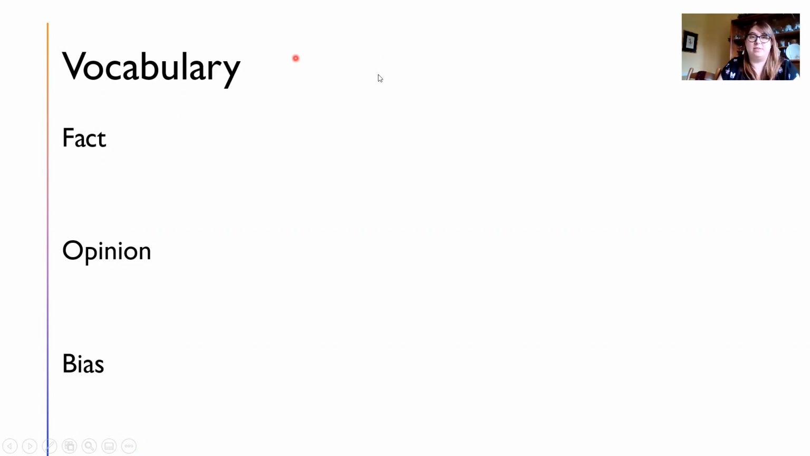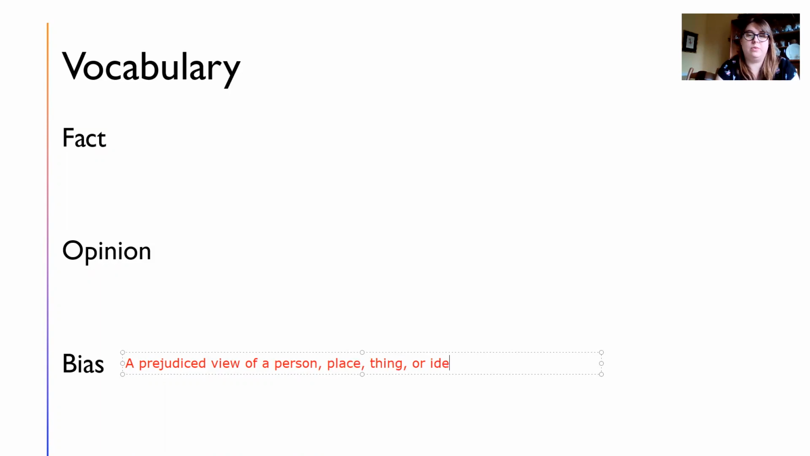Now, we are going to do fact and opinion in just a minute, but we're going to work with bias first. So bias might be a word that you have heard in the news, or you've read it in the paper, or something that you've seen recently. It's been talked about a lot, and it's something that we should really know what it is. So we are going to say that for us, bias is a prejudiced view of a person, place, thing, or idea. So what does that really mean? A prejudiced view of a person, place, thing, or idea.